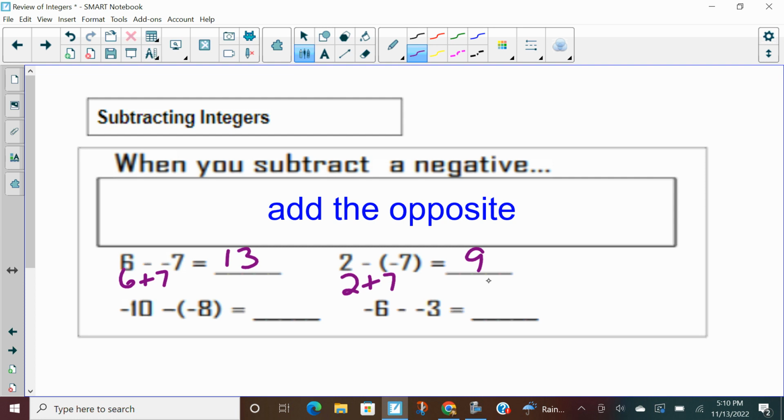Negative 10 minus negative 8 is going to become negative 10 plus 8. Then I follow the rules for addition. This should be negative 2. And finally, I have negative 6 plus 3, which is going to be negative 3.